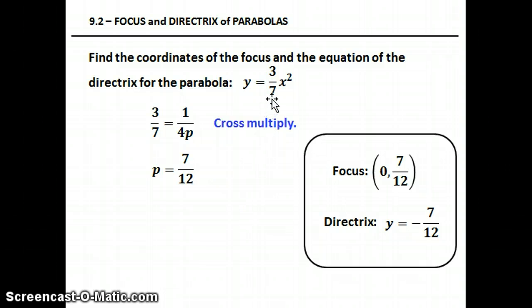We know that 3 over 7 is a. So that means a equals 1 over 4p. Cross multiply, and we end up with 12p equals 7, and p equals 7 over 12. That means that our focus, since we're at 0, 0, is going to be 0, p, which is 0, 7 over 12, and our directrix is going to be y equals negative p, negative 7 over 12.